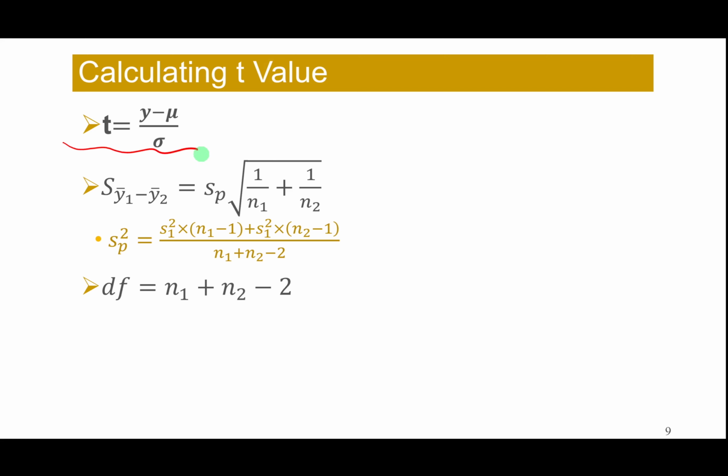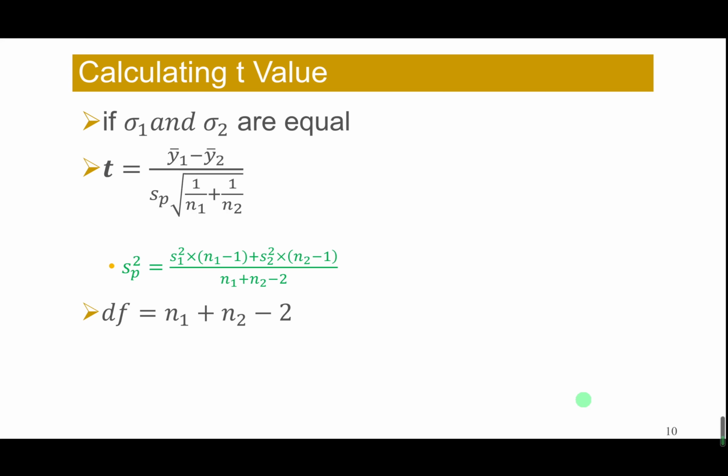Generally, t equals the value we are calculating the t-value for minus the population mean, divided by the population standard deviation. Here, y is y bar 1 minus y bar 2, and mu is 0 because we assume that the distribution of y bar 1 minus y bar 2 is a t-distribution with population mean of 0. The sample average difference population standard deviation can be estimated by using this equation, and the SP is calculated using S1 and S2. So putting things together, if sigma 1 and sigma 2 are equal for the two products, we can calculate the t-value using this equation. In this equation, SP can be calculated using this equation. And the degree of freedom is the total sample size minus 2.